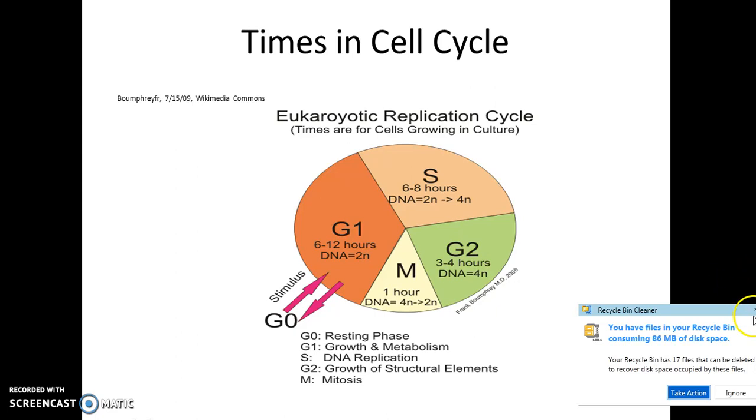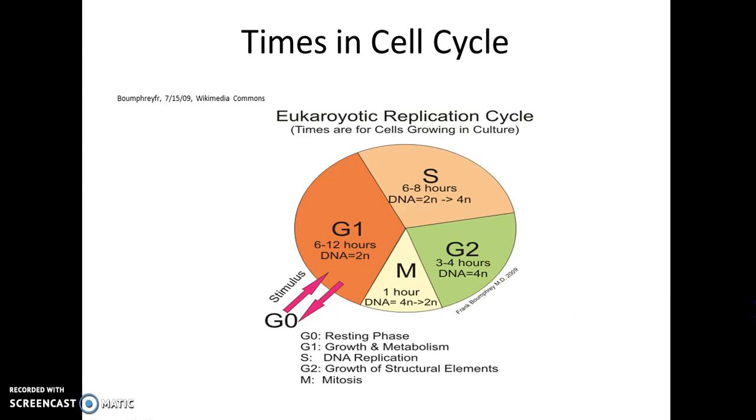So some people might have questions about how long the cell stays in different places of the cell cycle. We have G1, which lasts anywhere from 6 to 12 hours, S, 6 to 8 hours, G2, 3 to 4 hours, and M, which is approximately 1 hour. Now, G0 is a resting phase, and we'll talk about this in a second, where the cell can actually exit the cell cycle and spend its time in G0 and not divide at all, which is fine.